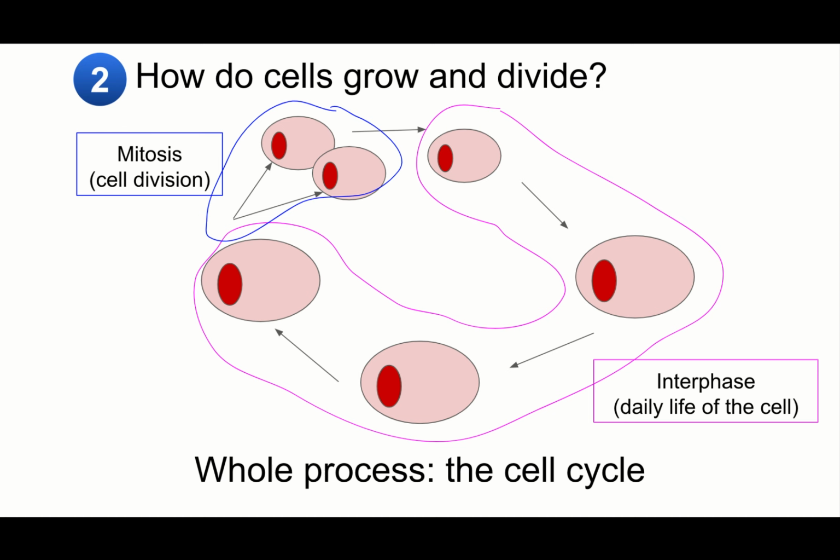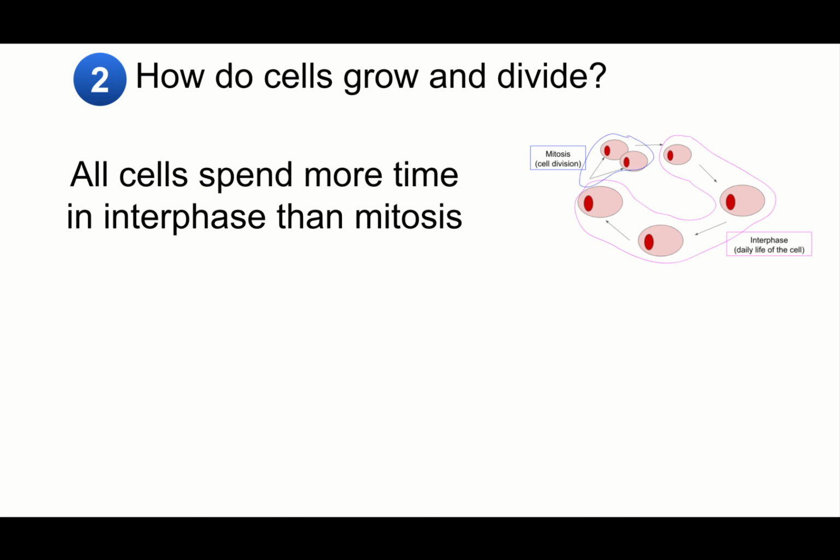Cells spend way more time in interphase than in mitosis, and you can see that. Look, most of the cell cycle is interphase, the daily life of the cell. Only a little bit of the cell cycle is when the cell is actively dividing. And I'll show you a video at the end of this lecture where you can actually see that. All cells spend way more time in interphase than in mitosis, and the amount of time that they spend in interphase versus mitosis depends on how frequently they divide. The more frequently they divide, the more time they spend in mitosis.